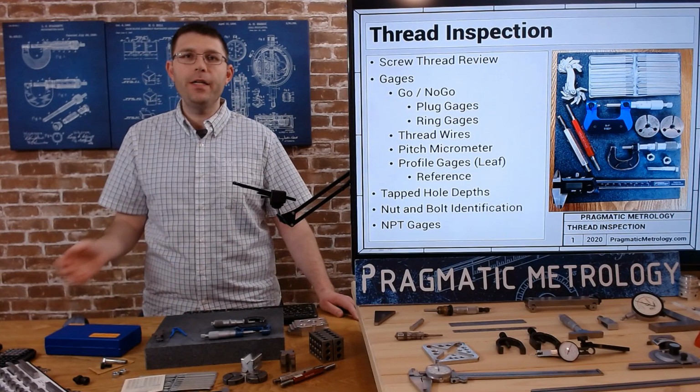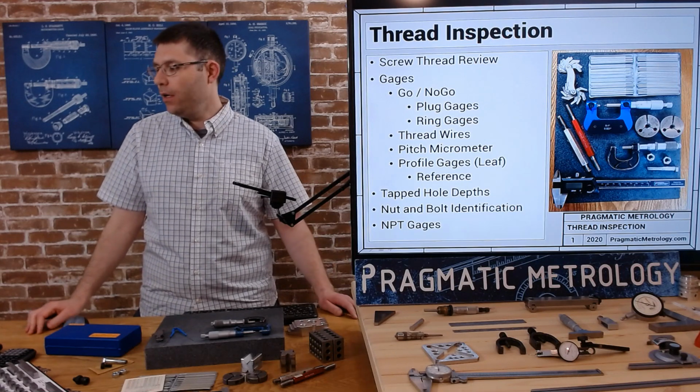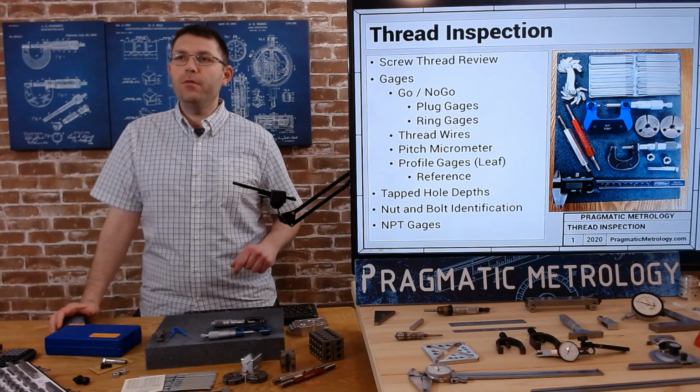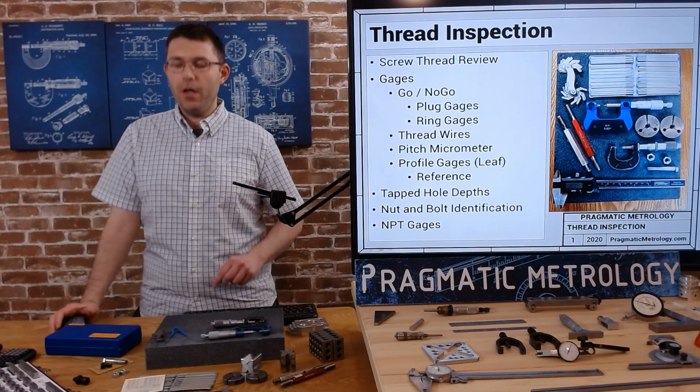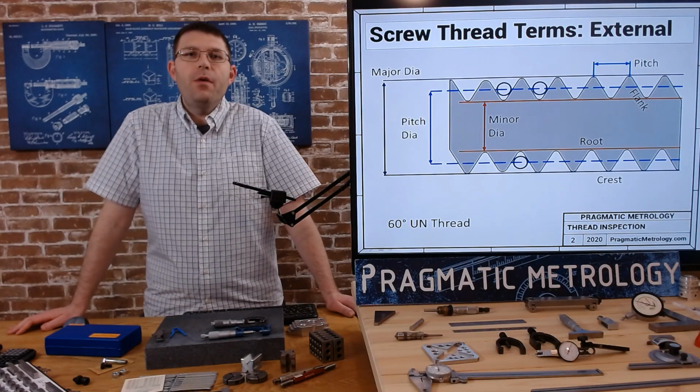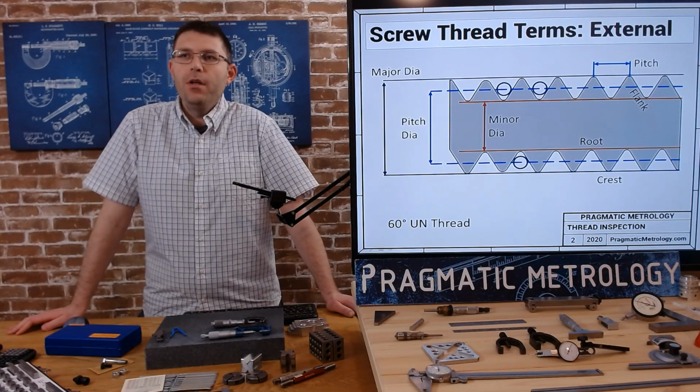Preferably, use parts you have thread gauges for, if you already have some thread gauges. But before we get started with the gauges and the inspections, we're going to do a quick screw thread review, and we're going to discuss the parts of the thread that we're interested in as inspectors.